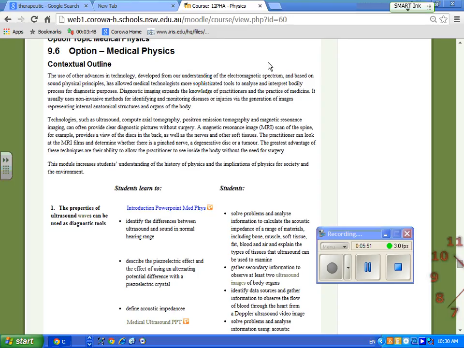So non-invasive means doing without surgery is the general one.